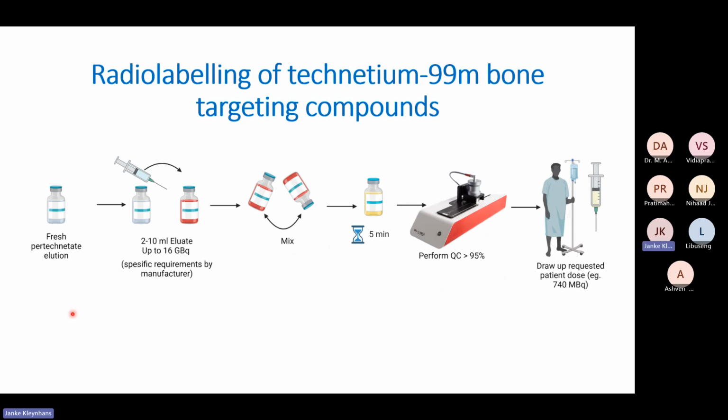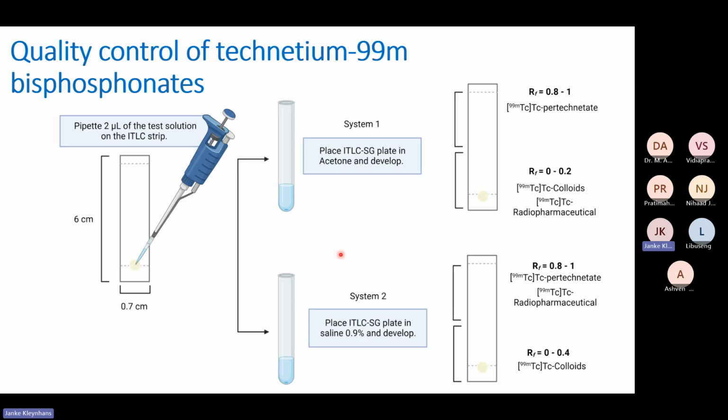It's very easy to label. You take fresh pertechnetate, you add, according to the manufacturer, the amount of technetium, you mix it, it stands for 5 minutes, and you do your QC. Patient doses are up to 740 megabecquerel. The quality control you should know. Acetone, saline, the typical quality control, and then you can calculate how much colloids you have, how much pertechnetate, and how much radiopharmaceutical.